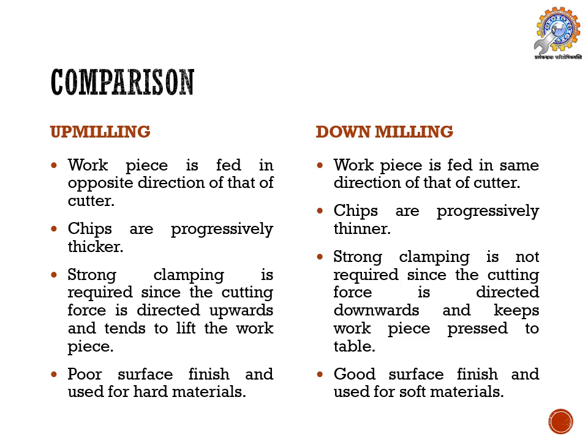Now let us see the comparison between up milling and down milling operation. In up milling operation, the workpiece is fed in the direction opposite to that of the cutter, whereas in down milling operation, both the workpiece and the cutter move in the same direction. Now coming to chip thickness. Chips are progressively thicker in the case of up milling operation. It will be thinner in the case of down milling operation.